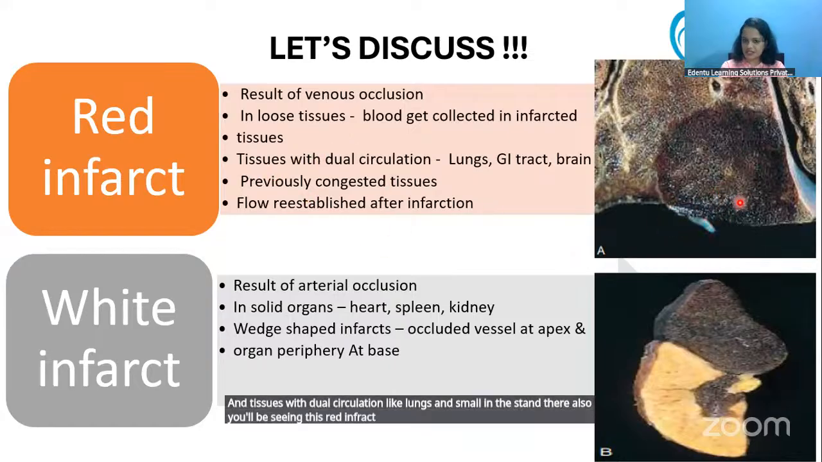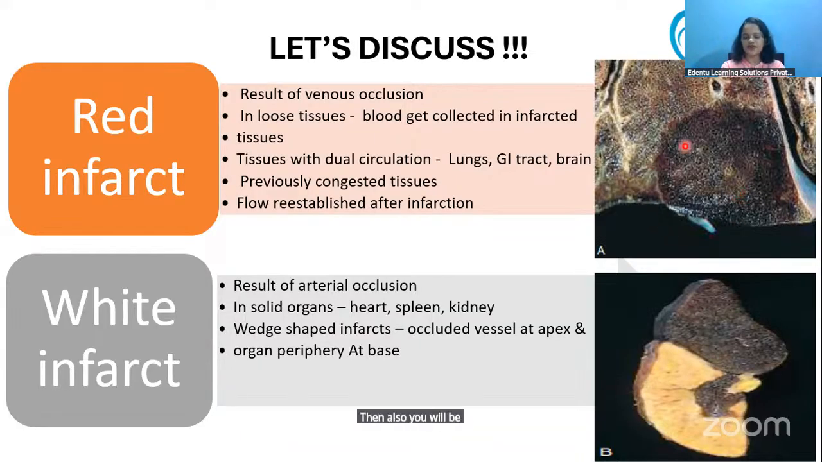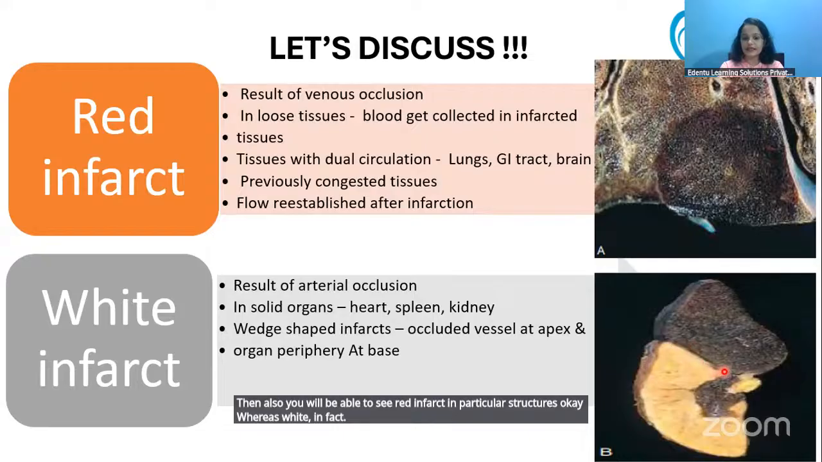And previously congested tissues and flow reestablished after infarction. For example, after doing angioplasty, if the flow is reestablished, then also you will be able to see red infarct in particular structures. Whereas white infarct is usually seen in the solid organs like heart, spleen, kidney.